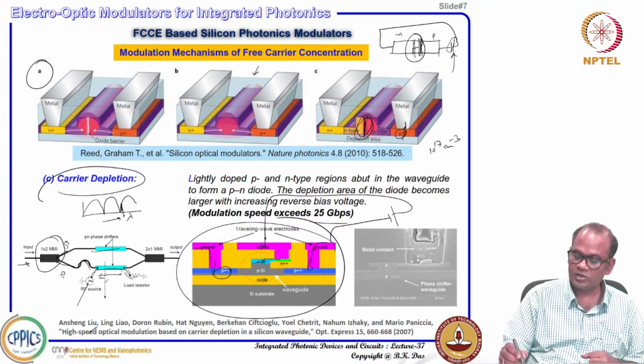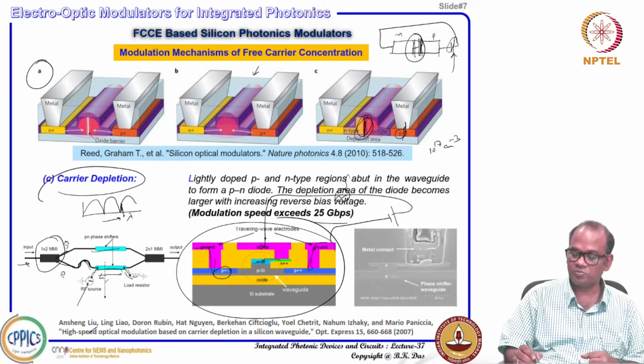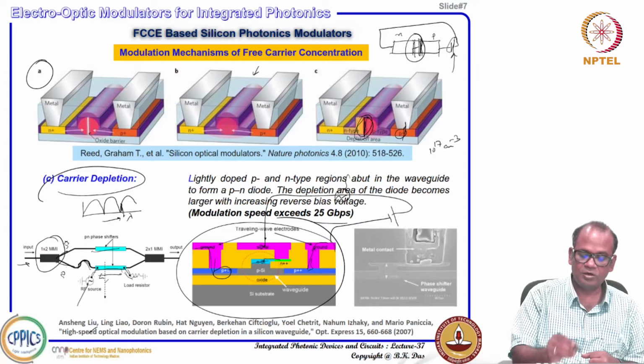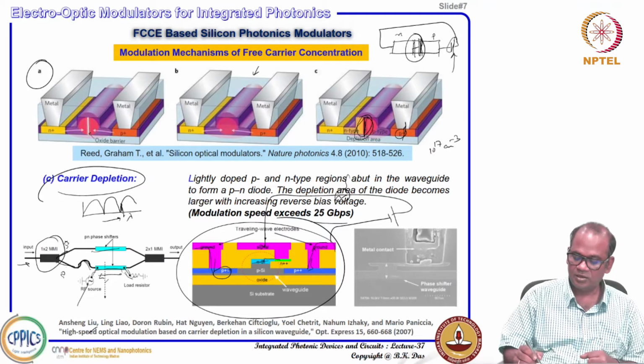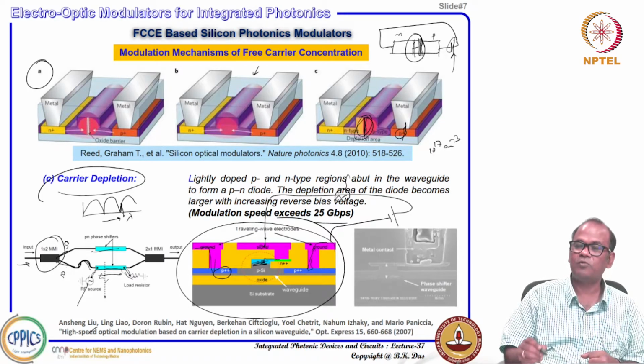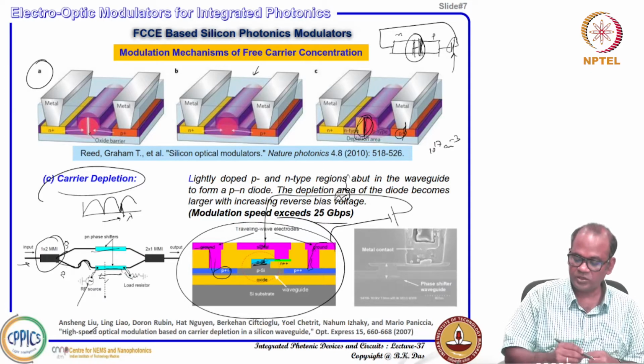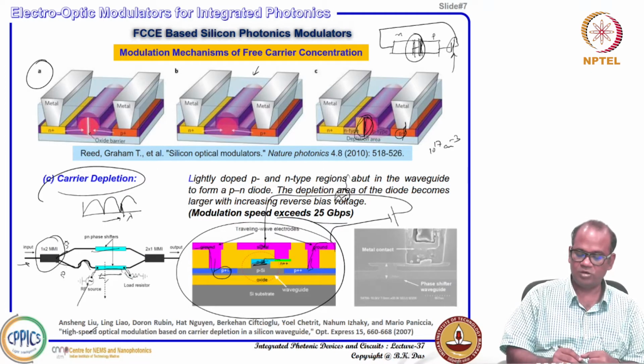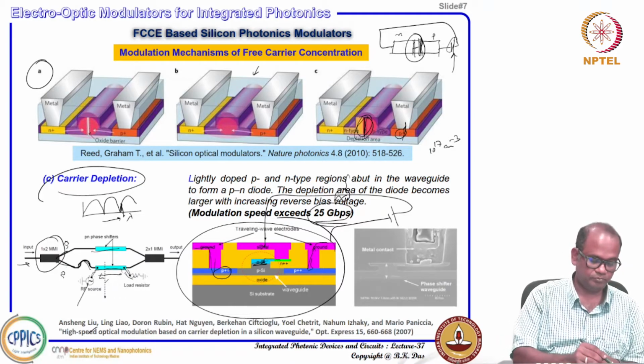Now you give your signal somewhere here, that is your data, and depending on the high or low voltage of the data, you can control your reverse bias here, and you can control your carrier concentration in this region, which is overlapping with the guided mode. You can see your phase change, and you can see your modulation output. They could send the 25 Gbps data.